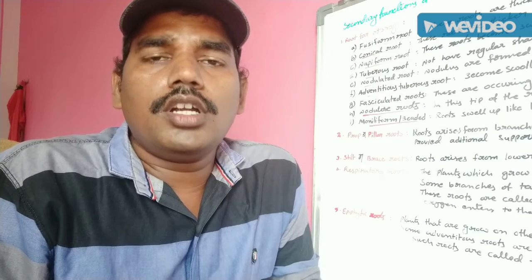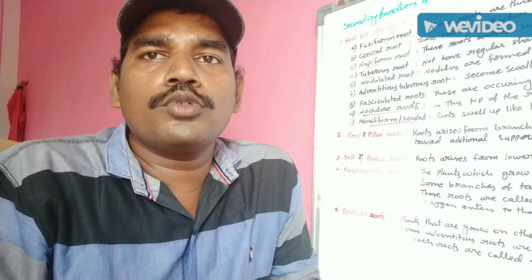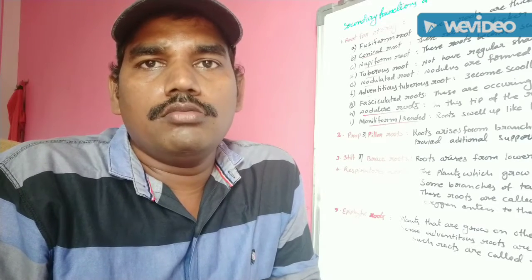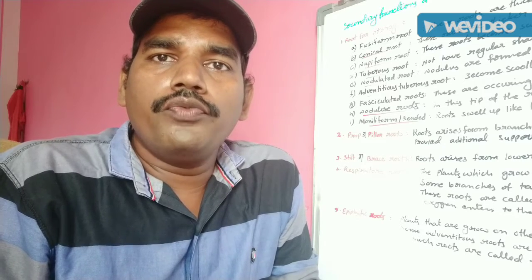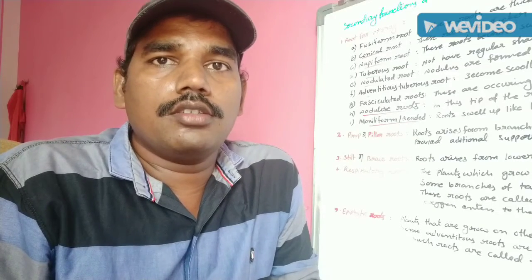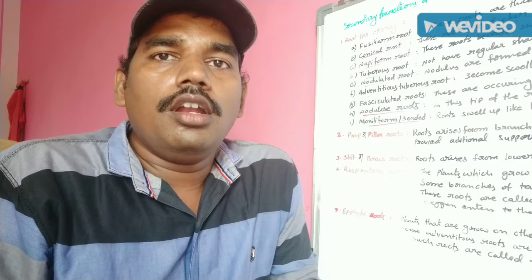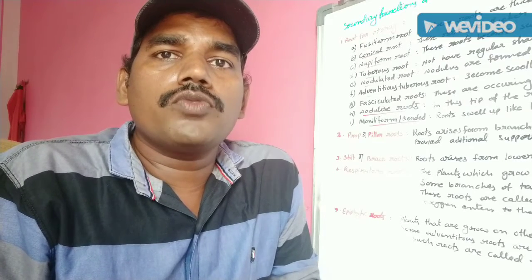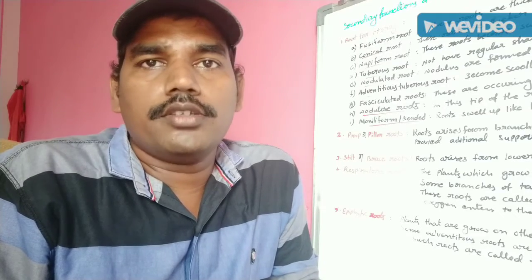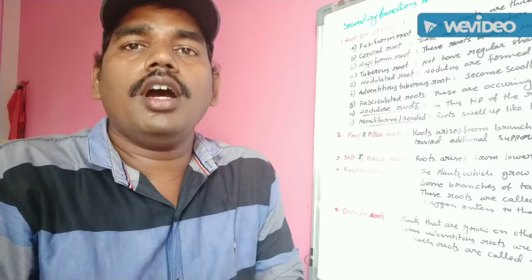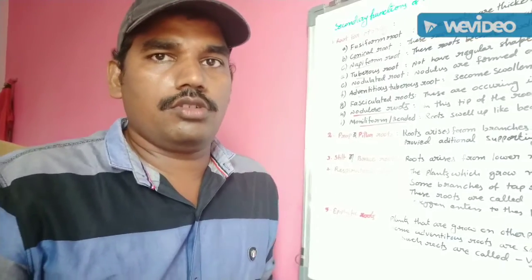Functions of root. What type of functions? The main functions of root are absorption of minerals and water from the ground, and also fixation or anchorage to the soil, and also transferring the absorbed material up to the stem region. These are the main or primary functions of the root.